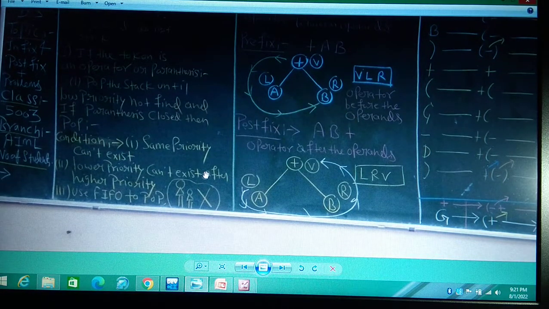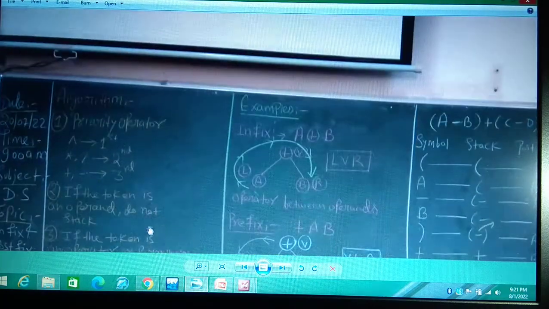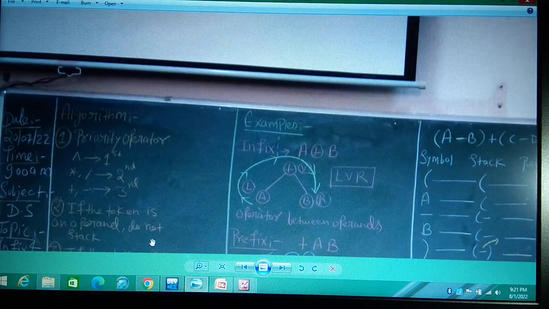Lower priority cannot exist after the higher priority. Means suppose this is the big one and this is the small one, so such a form cannot exist. And how to pop? By the help of FIFO, first in first out. So this algorithm you have to keep in your mind, then you can understand how to convert infix to postfix.